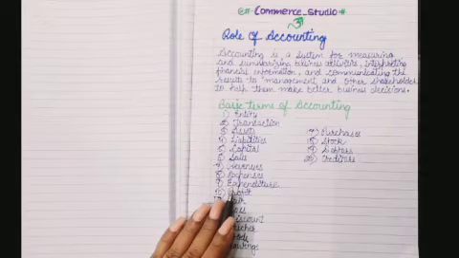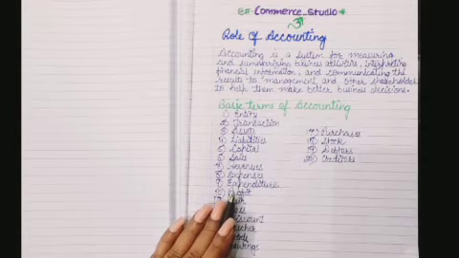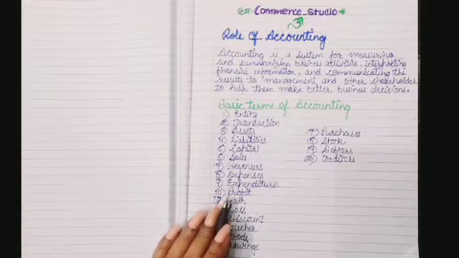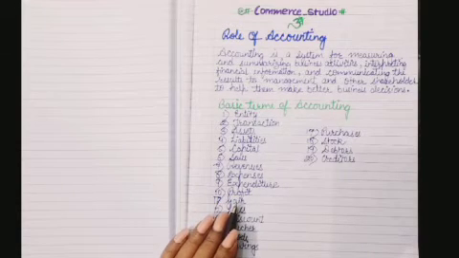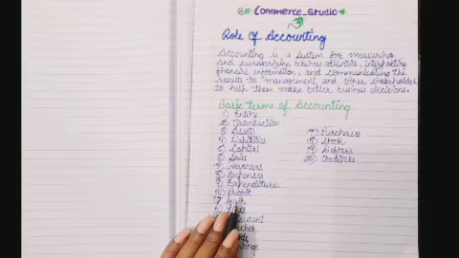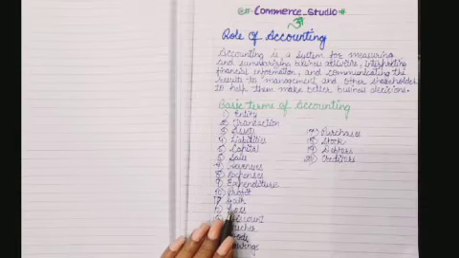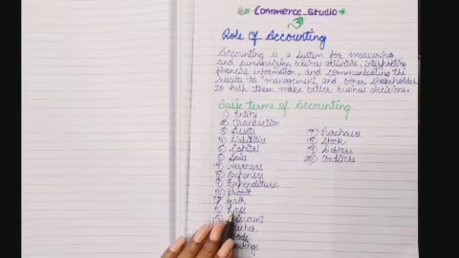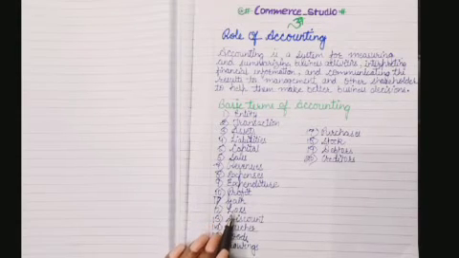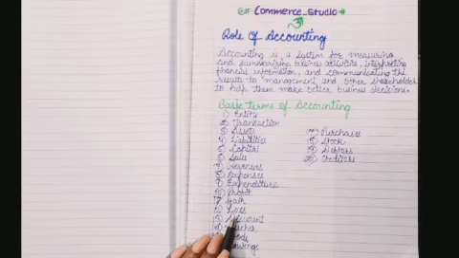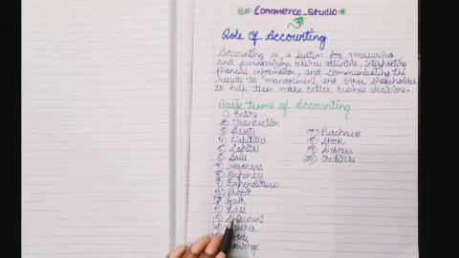Now expenditure. Spending money for some benefit is called expenditure. Now profit. Excess of revenues over expenses of the business is known as the profit. Now gain. A profit arising from a transaction is called the gain. Now loss. Excess of expenses over the revenue of the business is known as the loss.